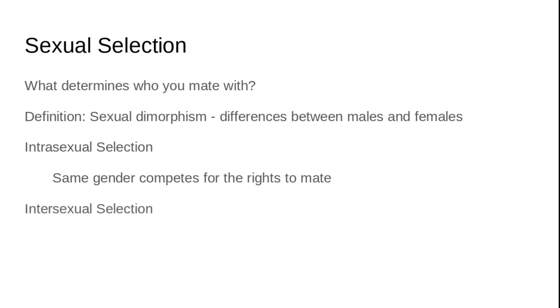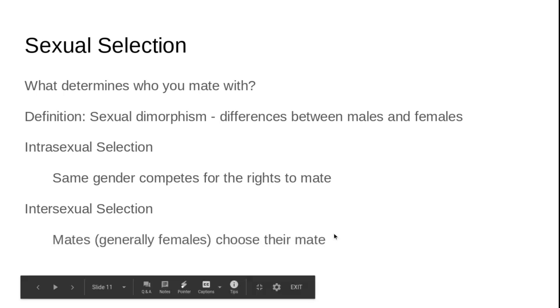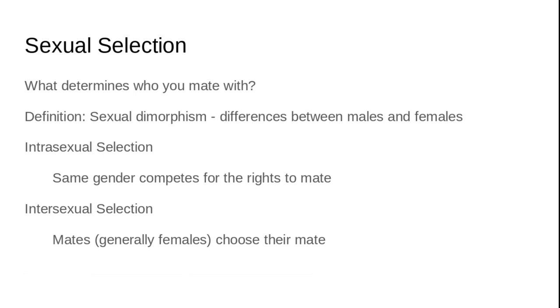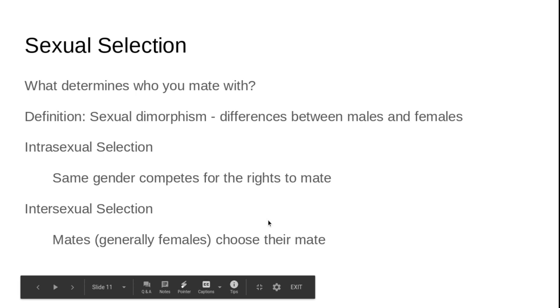We also have what's called intersexual selection. And we see a lot of that this time of year. In this type of selection, the mates choose their mates. So generally, the females are choosing the males, which is why when you go outside right now, you see male robins with a really bright red, rosy breast, singing up a storm and strutting around, trying to impress the females. And then the female makes the decision on who she wants to mate with.